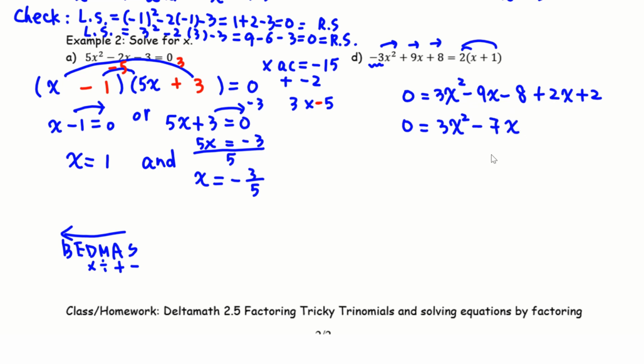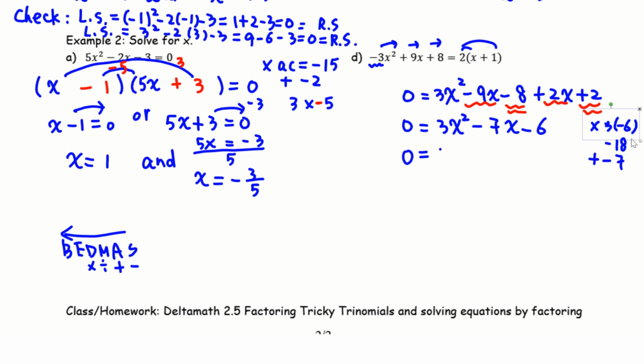Then x as the unit. Minus 9x plus 2x gives you minus 7x. Minus 8 plus 2 gives you minus 6. So minus 9x plus 2x, they are like terms. Minus 8 plus 2, they are like terms. Then factor this one. Numbers multiplied together need to be a times c. 3 times negative 6 is negative 18. Add together is negative 7.